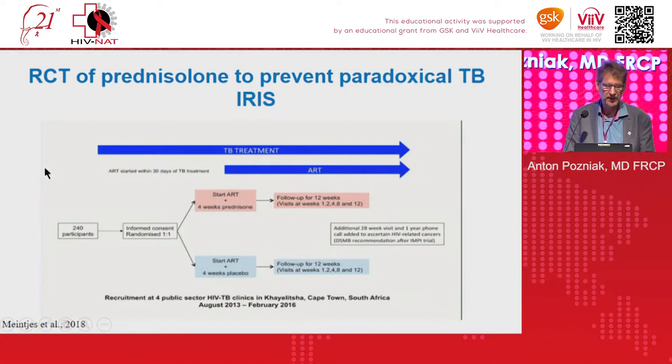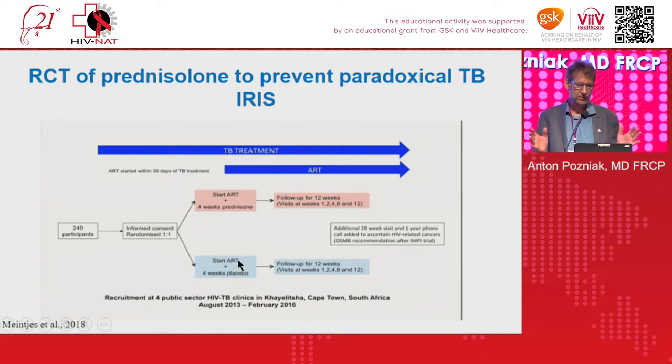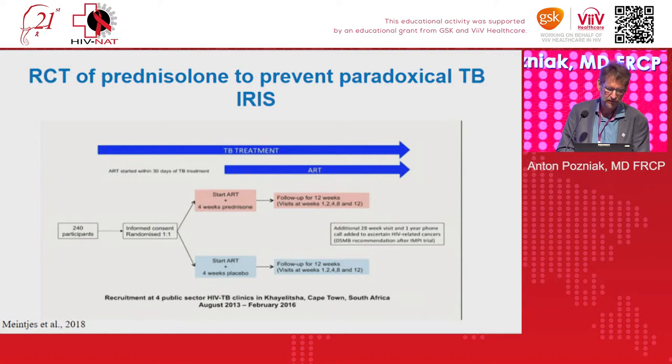Well, there has been a randomized controlled trial of prednisolone to prevent paradoxical TB IRIS, and this was from Graham Meintjes' group, and it was published last year. And basically what they did was, when they started patients on TB treatment and then gave them antiretroviral therapy, at the start of the antiretroviral therapy, they either gave them prednisolone 40 milligrams or placebo, right? So they said, look, everybody who's got a low CD4 count will go onto prednisolone as well as their antiretroviral.